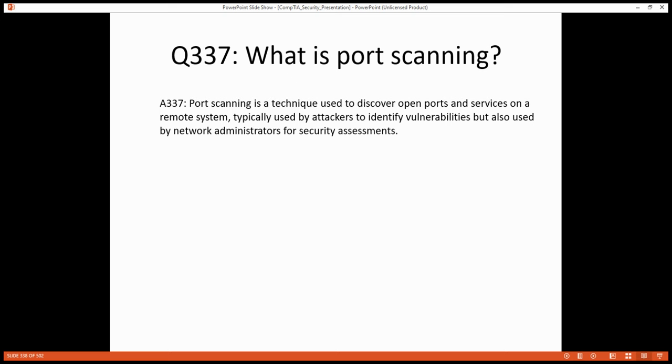Q337. What is port scanning? A337. Port scanning is a technique used to discover open ports and services on a remote system, typically used by attackers to identify vulnerabilities, but also used by network administrators for security assessments.